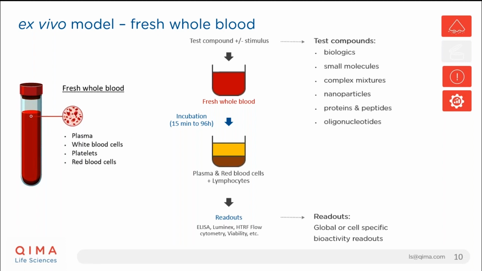Cells interact together within the matrix and with the matrix. So this provides a physiologically relevant model, complementary to the use of isolated cells or cell lines, but here with, let's say, untouched cells. Another benefit of this assay format is that we can test tens of conditions at the same time on blood from different donors, thus analyzing inter-individual variations.